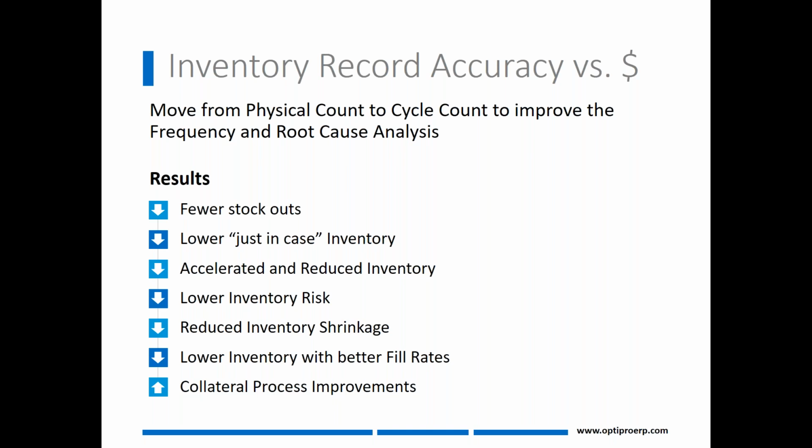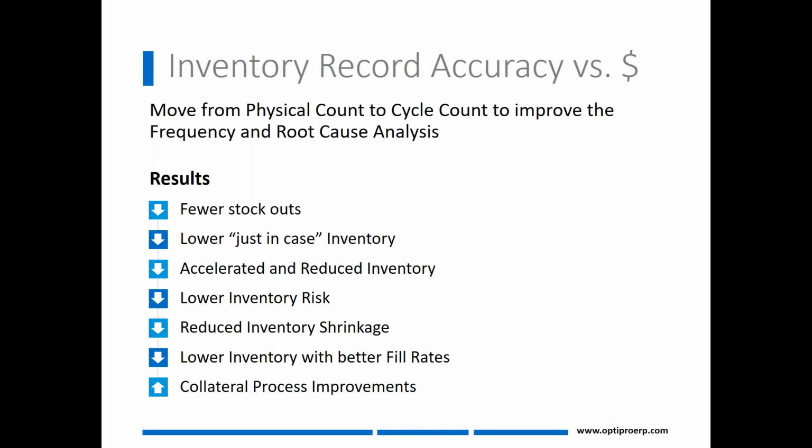We lower inventory risk. That goes back to what we talked about with engineering changes, whether that be bill of material changes or revisioning of parts. We reduce our inventory shrinkage. That is to say, with increased record accuracy, we don't fluctuate the dollars in the same manner. We get less shrinkage. So lower inventory with better fill rates, right? So we increase the throughput of our inventory.